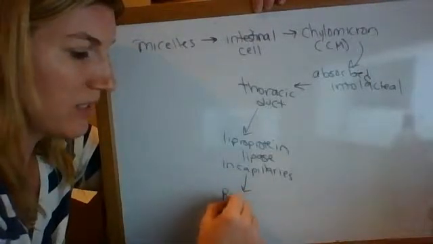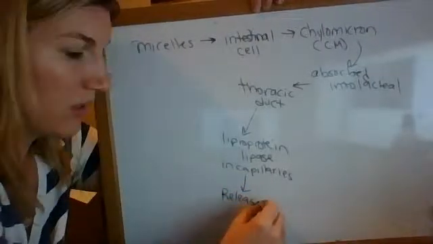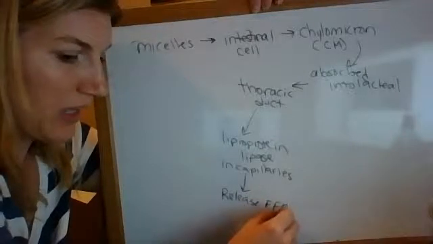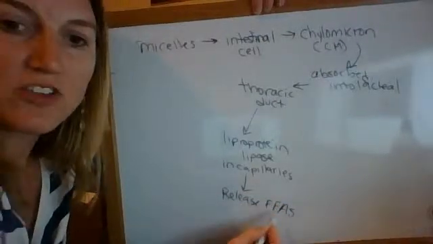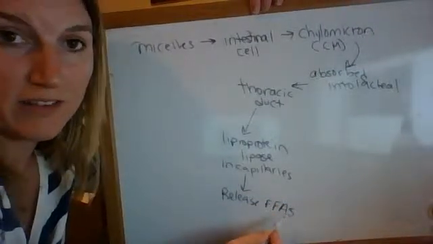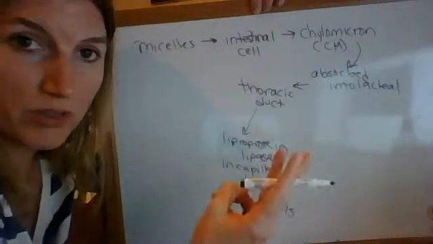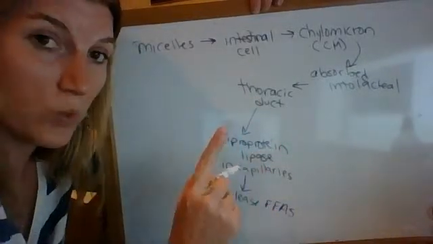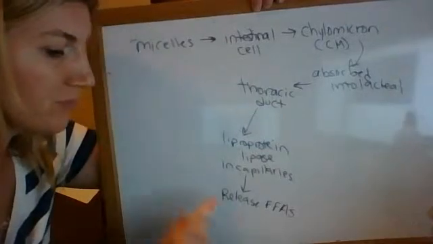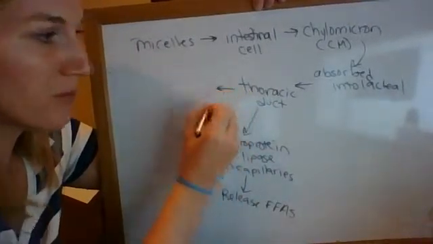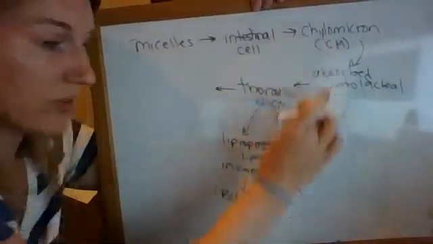And this is going to release, can you see this? Yeah. Something called FFAs. FFAs are free fatty acids. So instead of a triglyceride where you have 3 of them linked together, an FFA is just 1 free fatty acid. The other thing that could happen at the thoracic duct, again, we're talking about chylomicrons here.